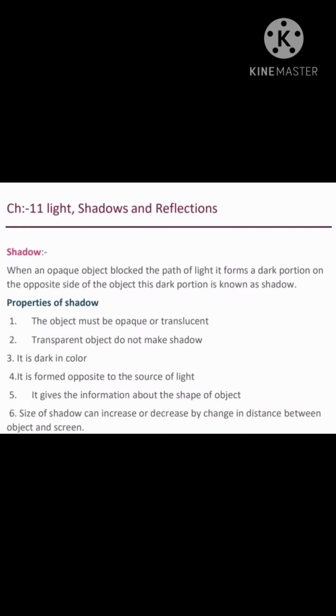Number four, shadow is formed opposite to the source of light. Number five, it gives information about the shape of the object. By visualizing a shadow, you will be able to learn what kind of object it is and what its shape is. Next point, the size of the shadow can be increased or decreased by changing the distance between the object and the screen. I hope all the points are clear.